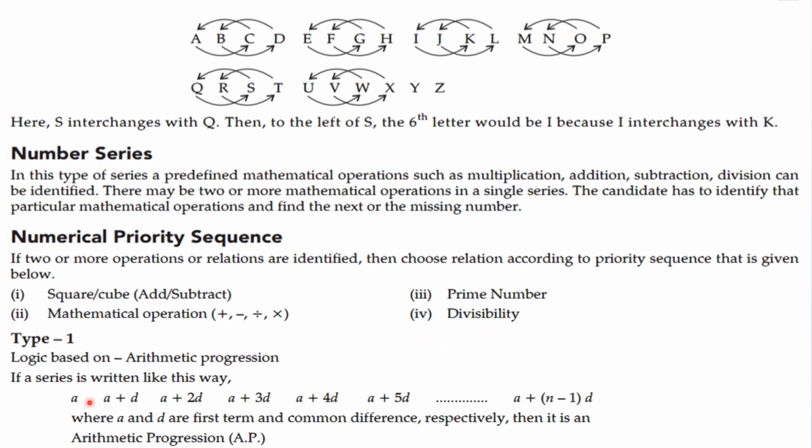Fourth. Type 1: logic based on arithmetic progression. If a series is written in this way: a plus d, a plus 2d, a plus 3d, a plus 4d, a plus 5d, up to a plus (n minus 1)d, where a and d are the first term and common difference respectively, then it is an arithmetic progression.